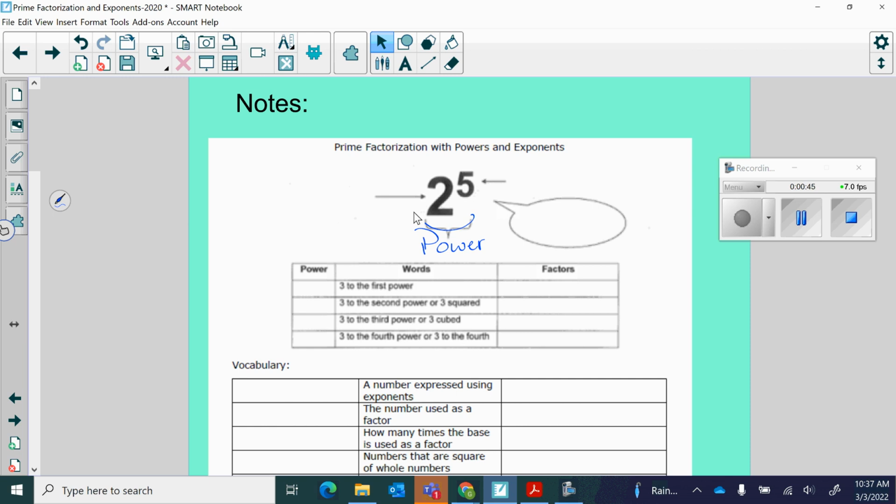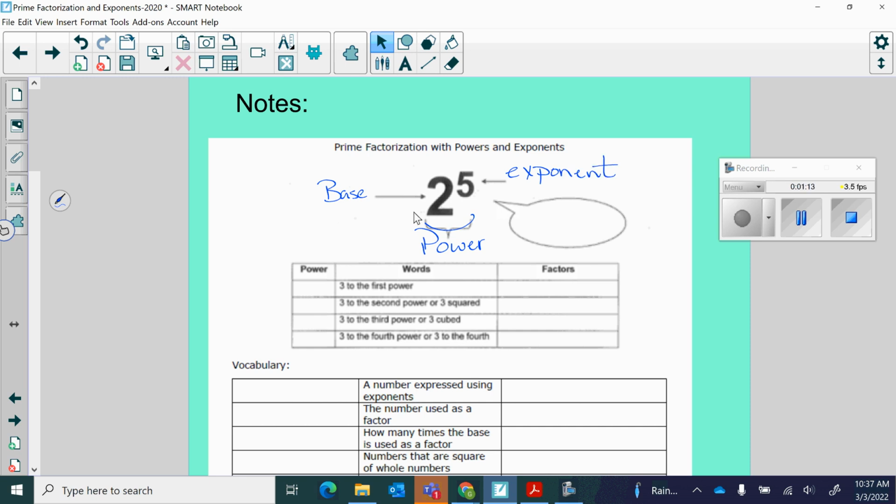The first piece is the number that is being multiplied by itself. That is the bigger number, or in this case, the 2. The math term for that is the base. So the base tells me which number it is that I am multiplying. The exponent itself is this superscript number, the little one up top. So this is what is actually the exponent.